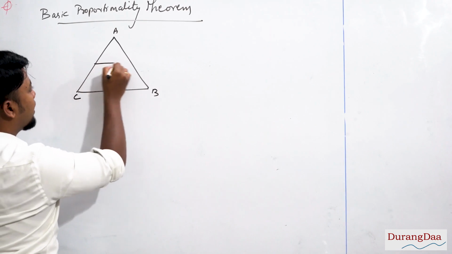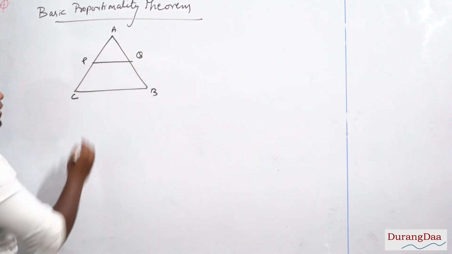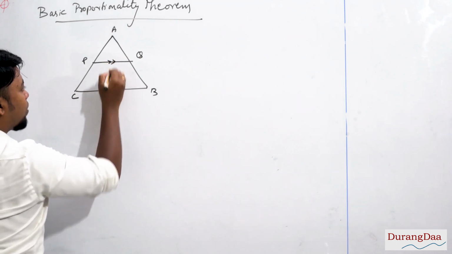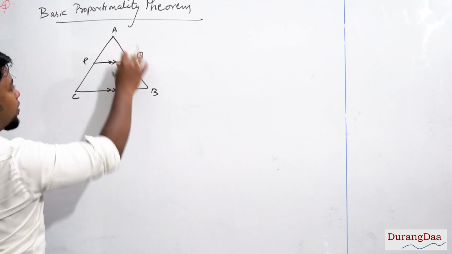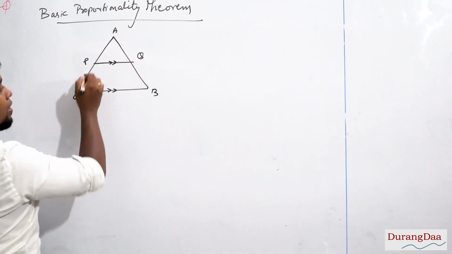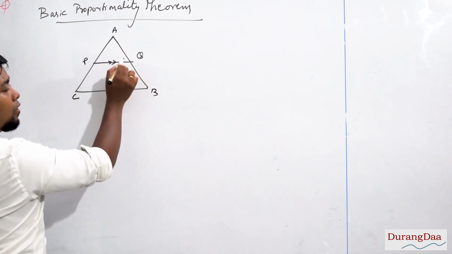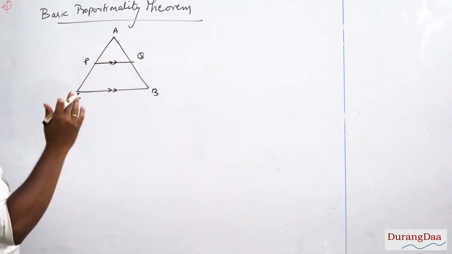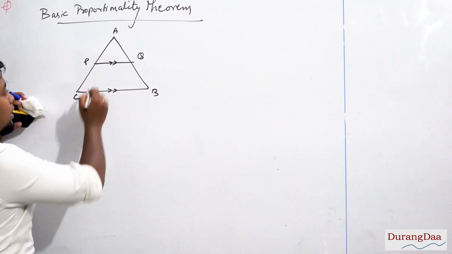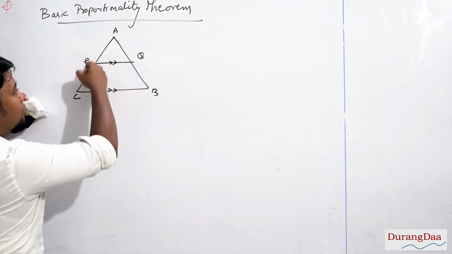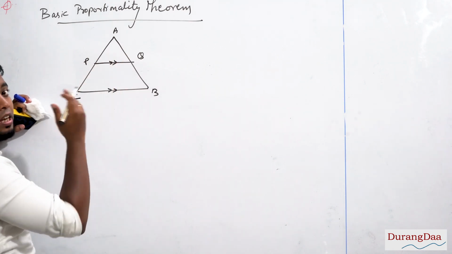So suppose this line has been drawn, this is PQ, and this line has been drawn parallel to the third side. So there is a triangle, and what we have done is drawn a line parallel to the third side, and that line is crossing the two other sides of the triangle. In this case, this line will divide the two sides of the triangle in proportion, in ratio.